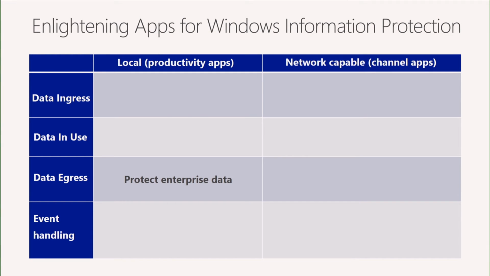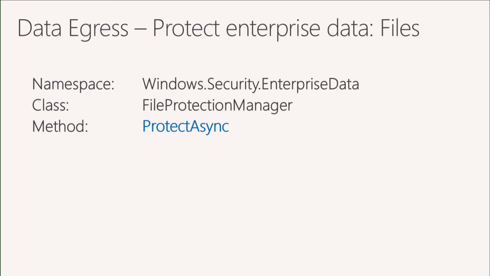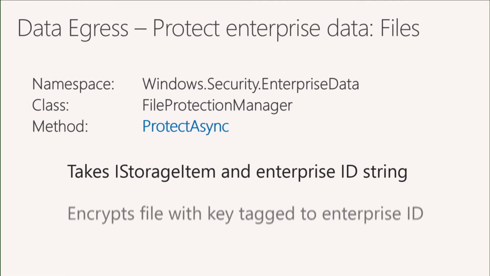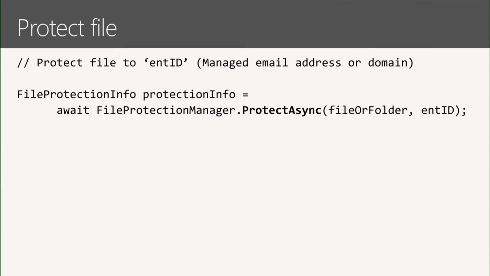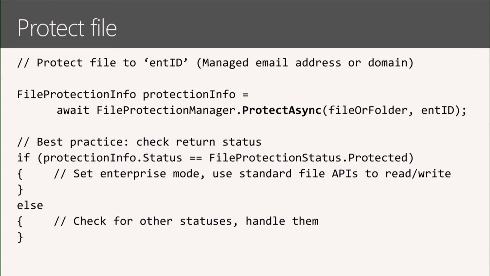Okay, when data's leaving, there's lots of ways that you can protect data. Well, really there's 3, but I'm going to show you 2. The first one is if you're saving directly to a file. There's this protect async method. It takes an IStorageItem and one of those enterprise IDs, an email string or a domain string, and it protects data. It's as simple as this. One line of code. Okay, well, really, you want to, as a best practice, also check your result, but one line of code, as they say in PM land.